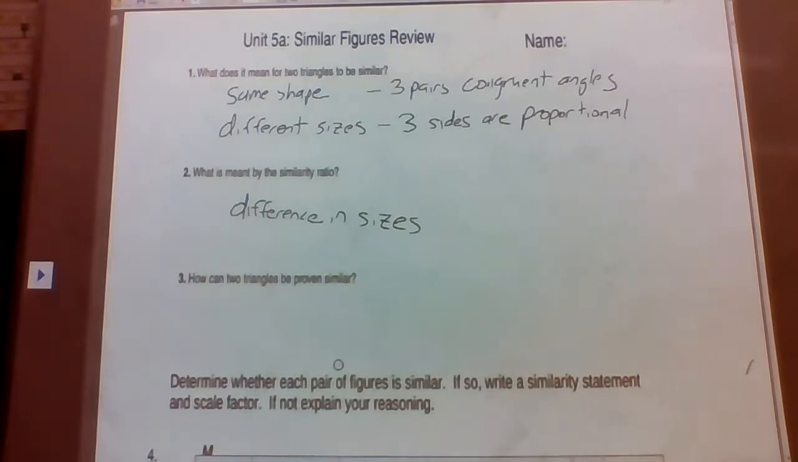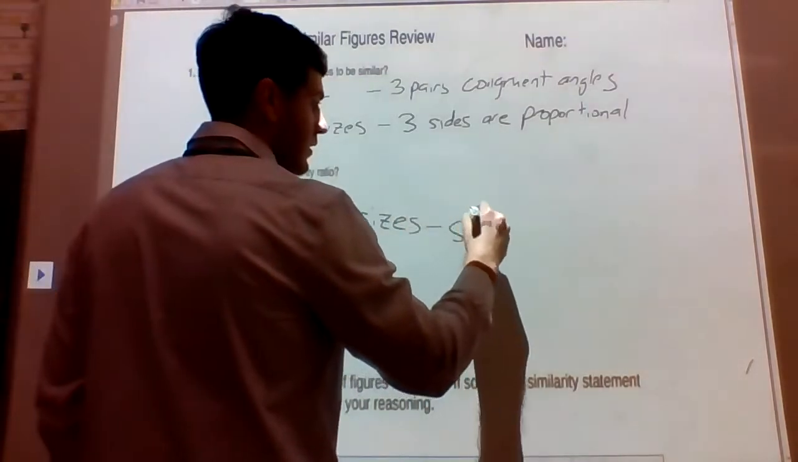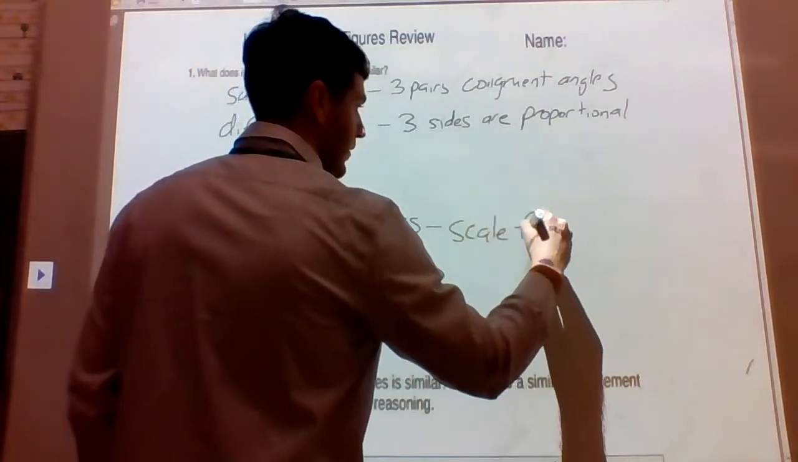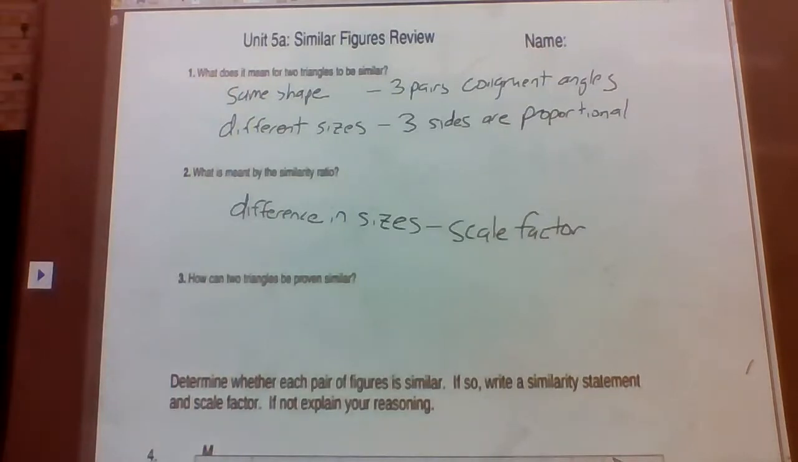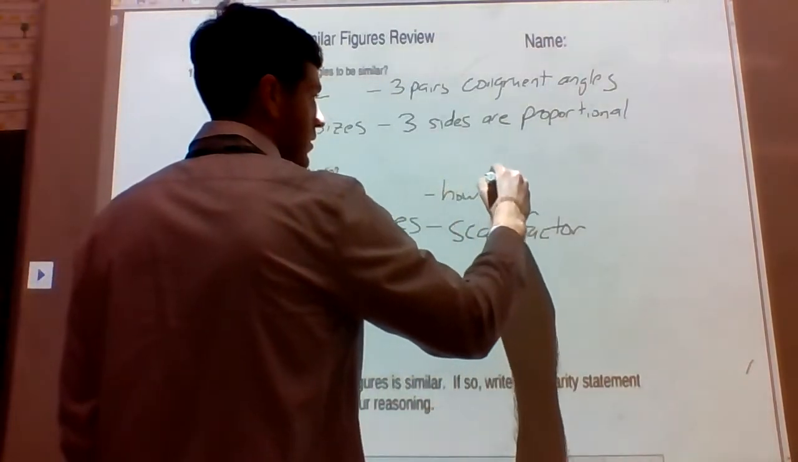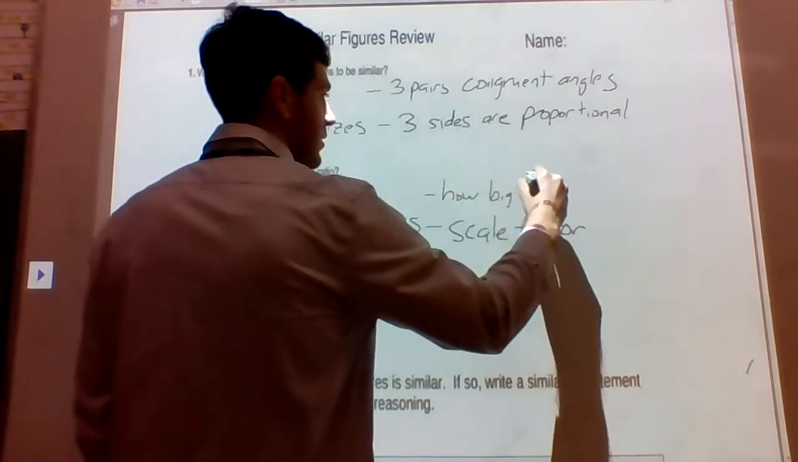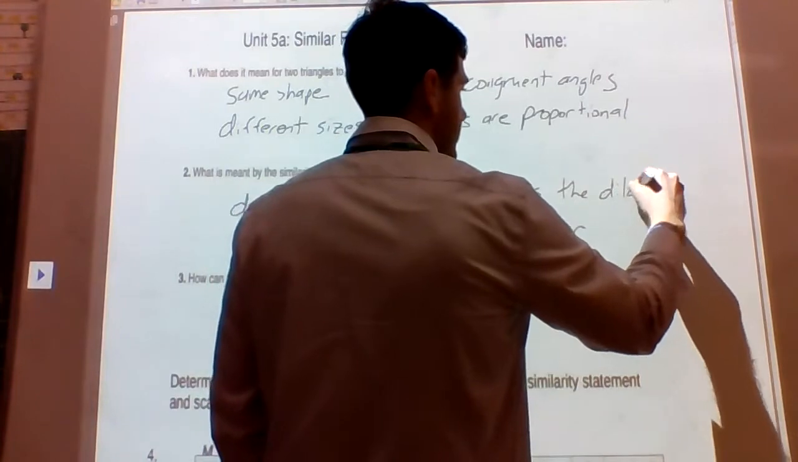Another name for the similarity ratio is the scale factor. How much are we dilating the other triangle? Right, dilation. How big is the dilation?